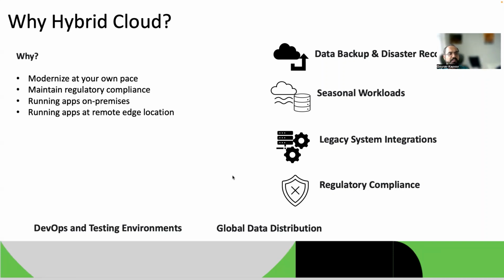Data backup and disaster recovery is often seen as a common example, where many organizations would keep their backups in a public cloud, and even run the whole workload, just to make sure that they are ready from a disaster recovery or business contingency plan perspective, right? We have seen seasonal workloads, where some organizations use the scale capabilities of the public cloud in addition to their on-prem or private cloud capabilities, and make the best use of the hybrid cloud in that scenario.